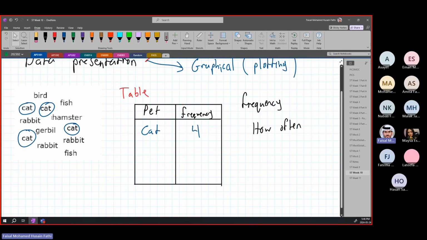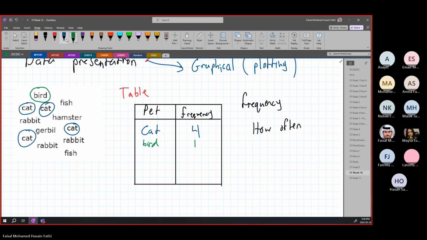How many times the people have chosen this? Same thing we can do for the next one. Let's look at bird, for example. Only one person from this sample has chosen bird. So we're going to put 1. Let's do the same thing with fish. We have fish, fish. So 2. Okay. Same thing we're going to do with hamster. We have hamster, only 1. So hamster, only 1.